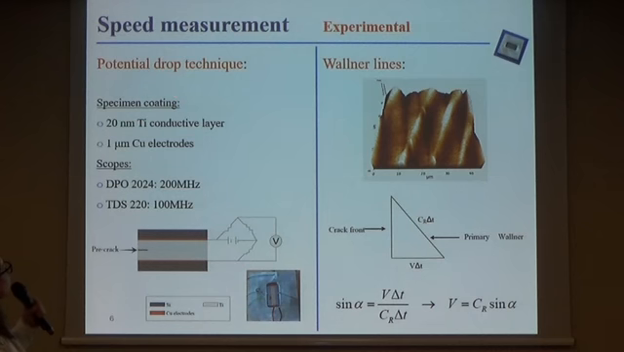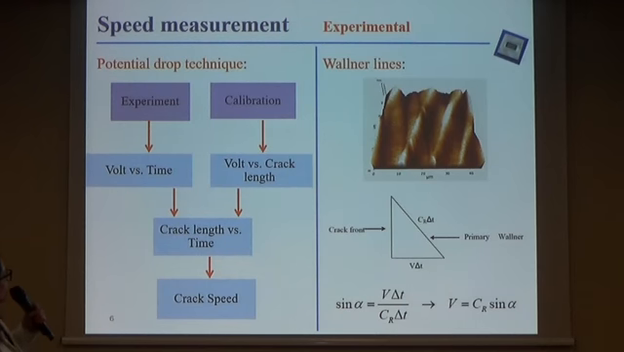The first is the potential drop technique, in which we deposited a 20 nanometer titanium conductive layer on the crack path. When the crack propagates, it cuts the titanium conductive layer, which performs as a variable resistor, and the resistivity increases. Hence the voltage changes as a function of time, and to translate the voltage to crack length, we use a calibration process which gives the voltage as a function of the crack length. After several manipulations between these two curves we get the crack length as a function of time, and the derivative gives us the crack speed.